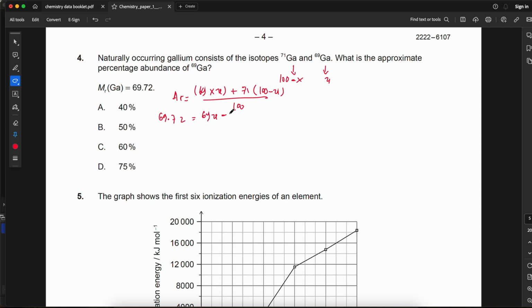So 69x minus 71x plus 7100. Okay, so I will just remove the 100 here by multiplying, so there is no more decimal point, so 6972. Okay, so 6972 equals negative 2x plus 7100. You get X is around 64, so it's near to 60%.